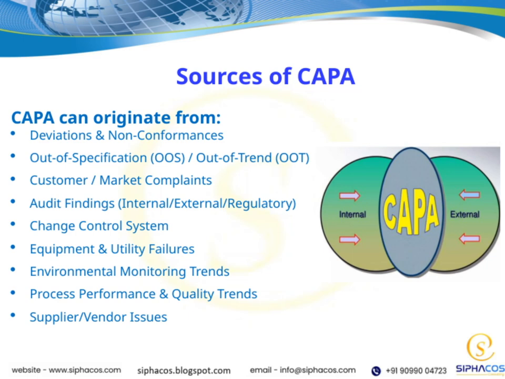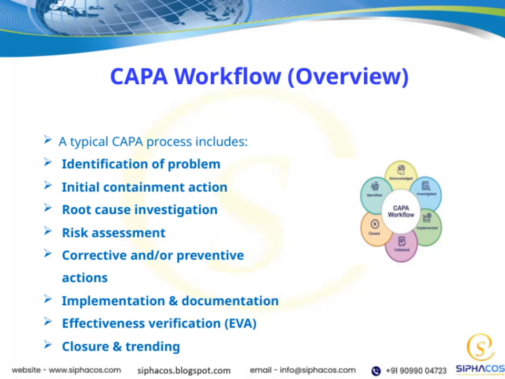Lastly, supplier and vendor issues, problems with raw materials or components, can directly impact our product quality and demand CAPA intervention. Overall, understanding these sources helps us proactively identify and address issues to maintain high standards across all facets of our operations. Let's take a closer look at the CAPA workflow, or corrective and preventive action process, to understand how it helps us improve quality and compliance.